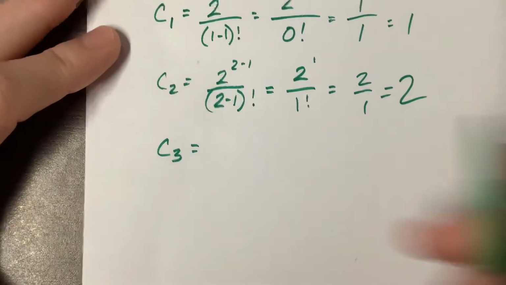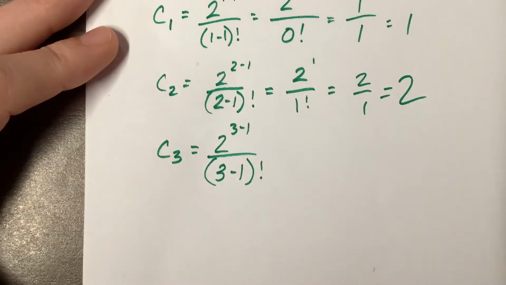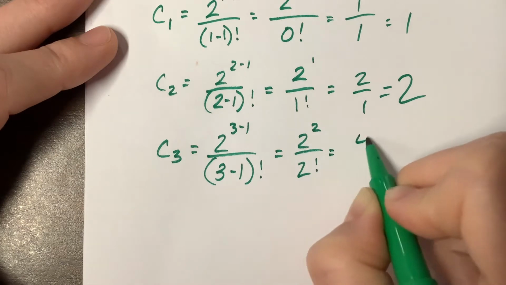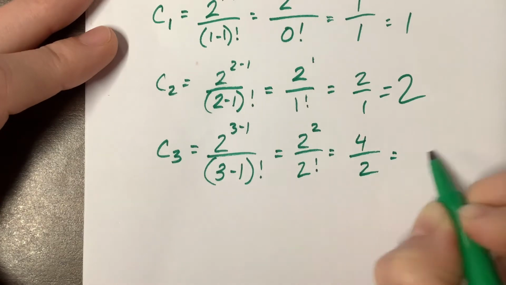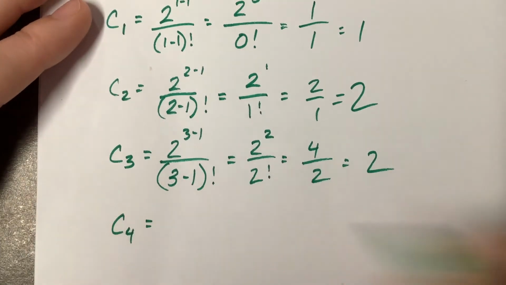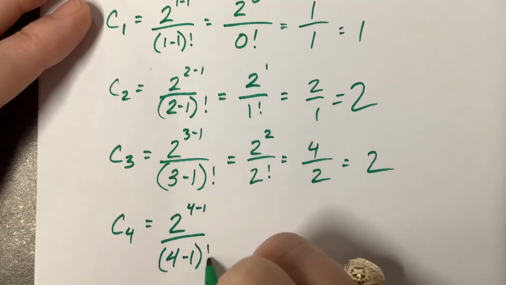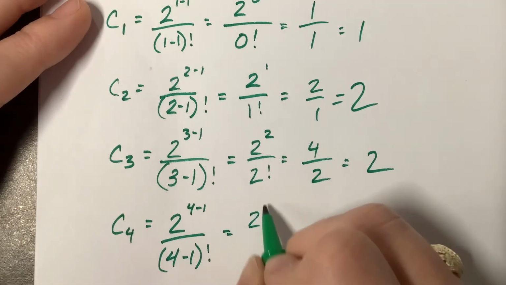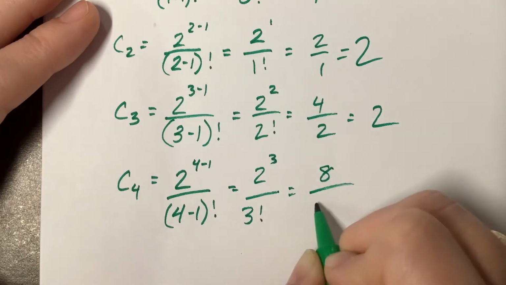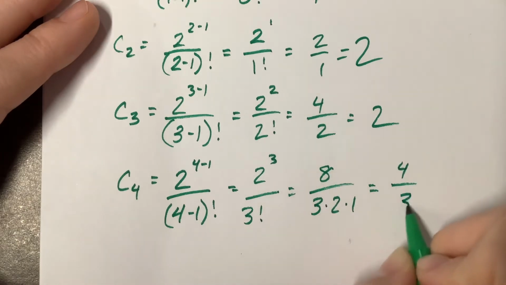becomes, we have 2 to the 3 minus 1 over 3 minus 1 factorial, which is 2 squared over 2 factorial. 2 squared is 4, 2 factorial is 2 times 1, which is just 2, and that's equal to 2 also. So our fourth term, 2 to the 4 minus 1 over 4 minus 1 factorial, is equal to 2 to the third over 3 factorial. Well, this becomes 8 divided by 3 factorial, which is 3 times 2 times 1. That gives me a 4 when I cancel with that over 3.